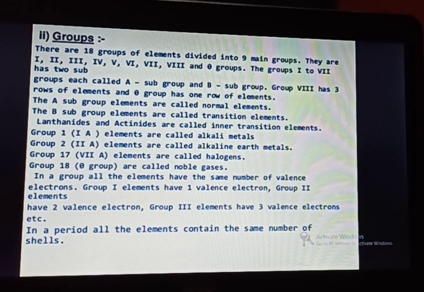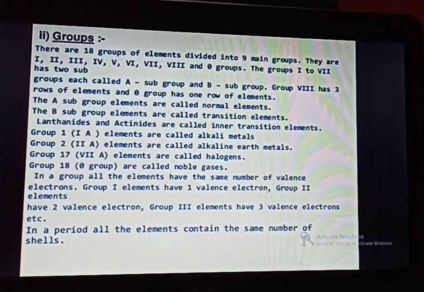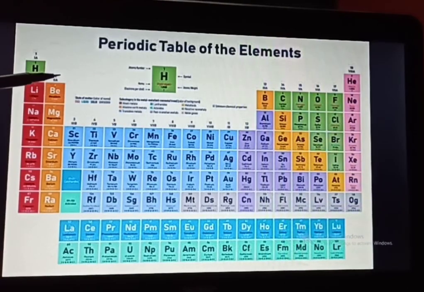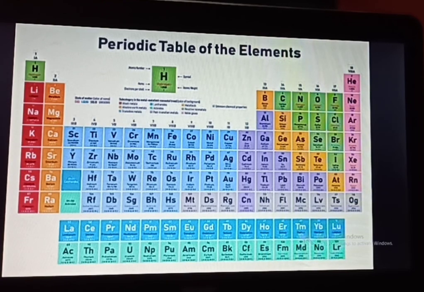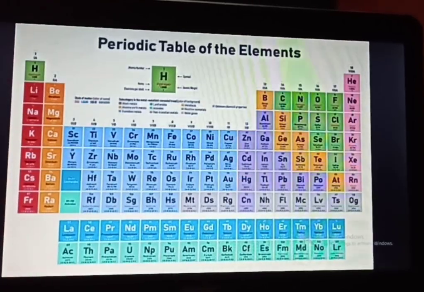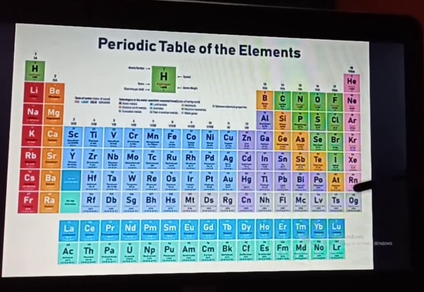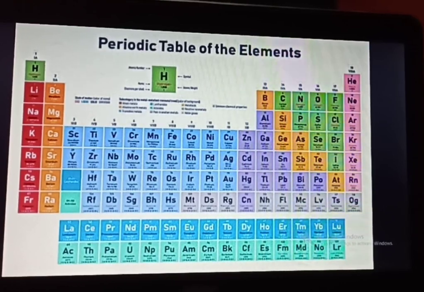Group 1 elements are called alkali metal group. Group 2 elements are called alkaline earth metal group. Group 17 elements are called halogen group. Group 18 elements or 0 group are called noble gases.